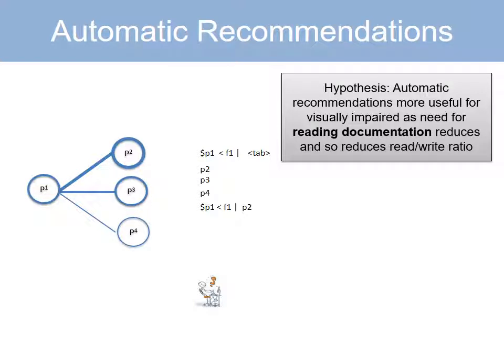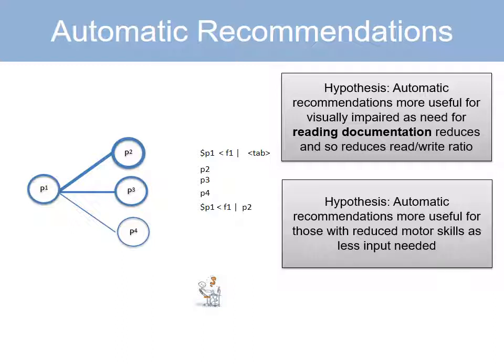Automatic recommendation. Again, like I said, any kind of help is sometimes a substitute for reading the documentation. So it would be useful for somebody who has trouble reading documentation. Also, automatic recommendation means that you have to enter fewer keystrokes, because you have to choose between recommendations. So somebody who has trouble providing input could potentially benefit from this technology.